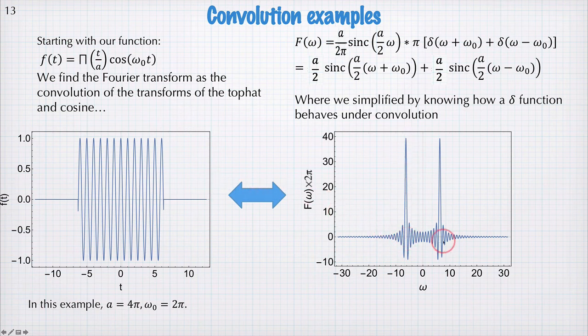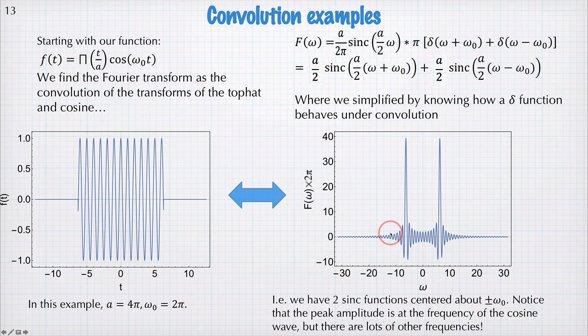Rather than having a pair of perfect delta spikes at plus and minus omega naught, we've got these spiky functions with lots of ripples next to them. So these are two sinc functions centered about plus and minus omega naught. And the peak amplitude of this Fourier transform is at the frequencies plus and minus omega naught, as you would expect for these delta spikes. But there are a lot of other frequencies as well that come about due to this truncation.